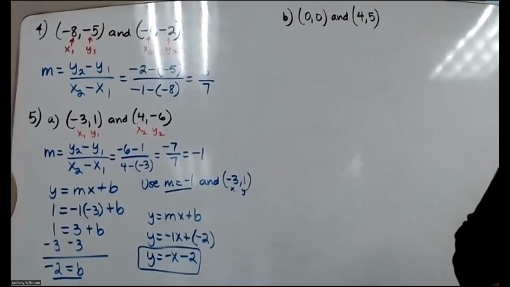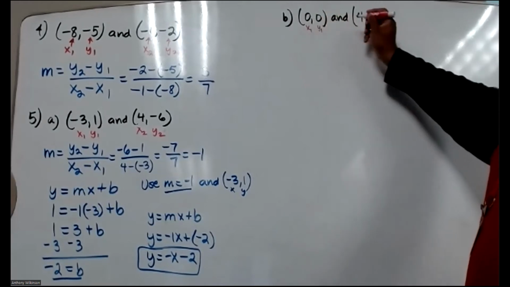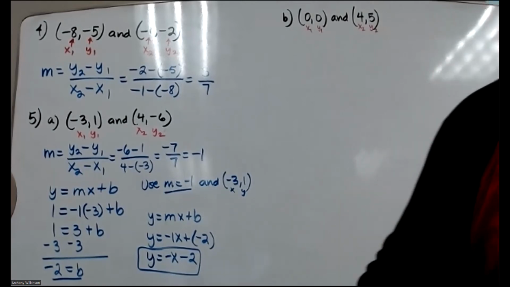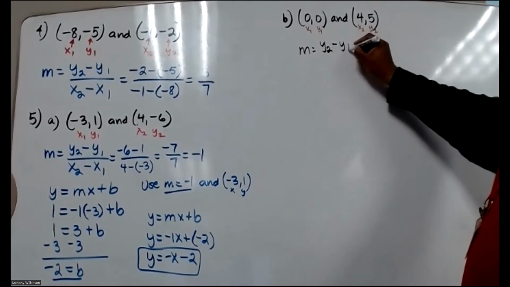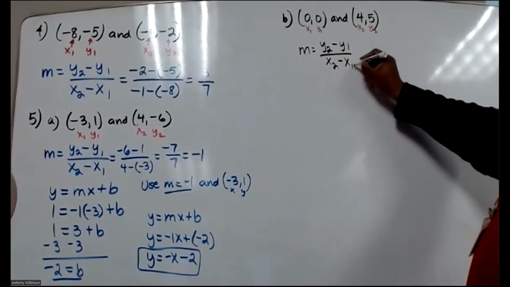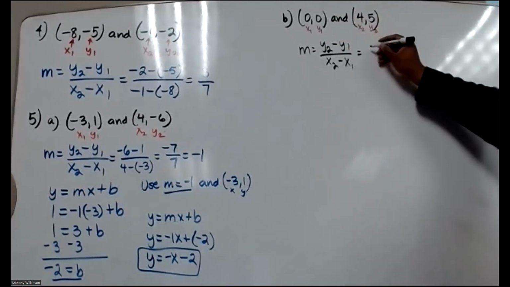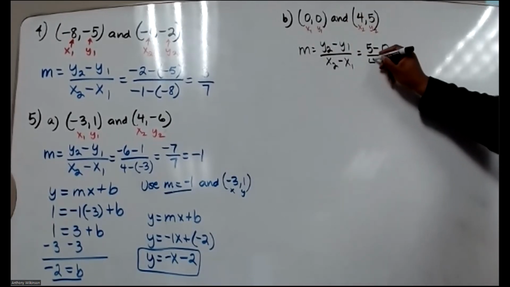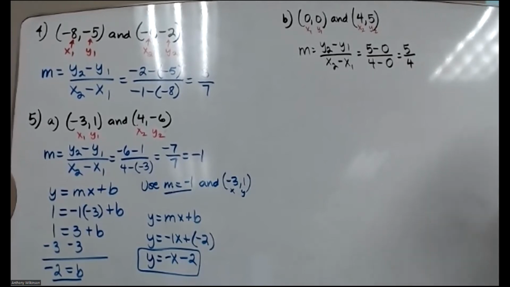Zero, zero, and 4, 5. So in this case here, x1 would be 0, y1 would be 0, x2 would be 4, and y2 would be 5. So the slope there would be, of course, y2 minus y1, all divided by x2 minus x1. Y2 minus y1, that's 5 minus 0, divided by x2 minus x1, 4 minus 0. Or 5 minus 0 is 5, and 4 minus 0 is 4. So the slope of that line going through those two points will be 5/4.